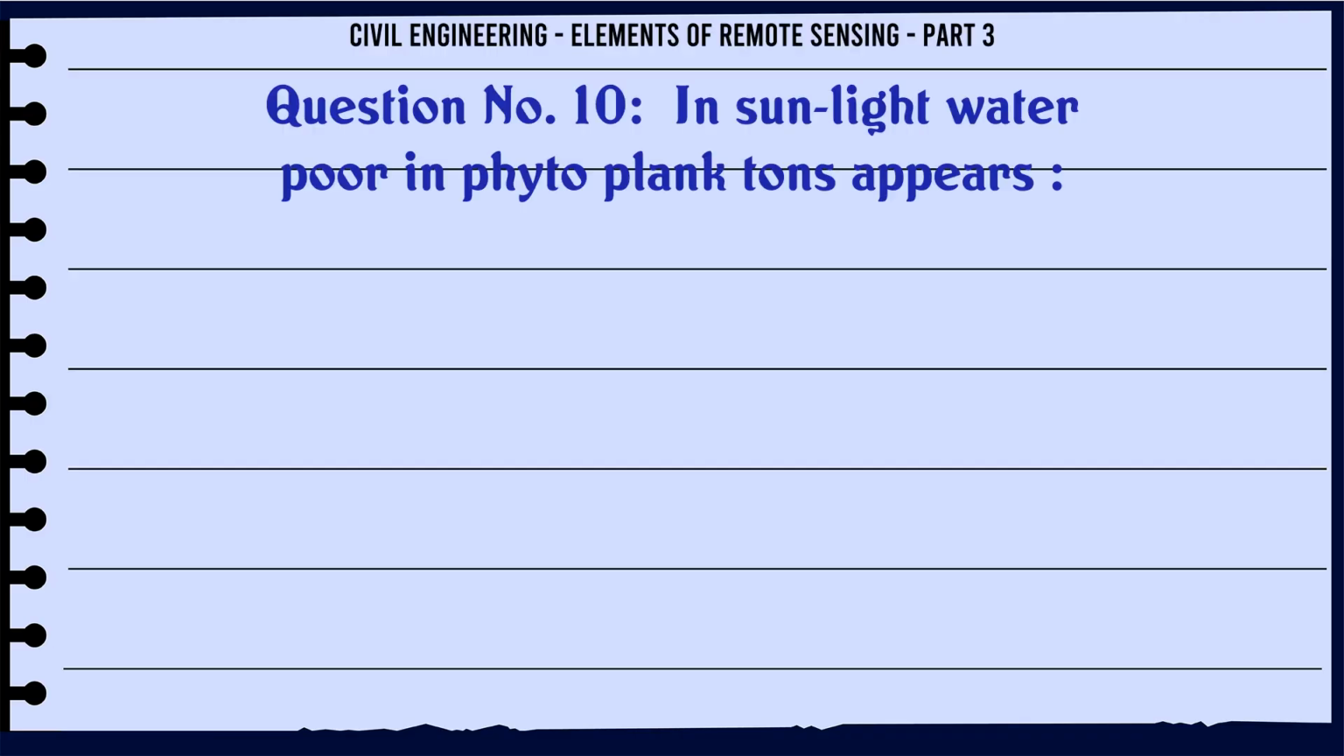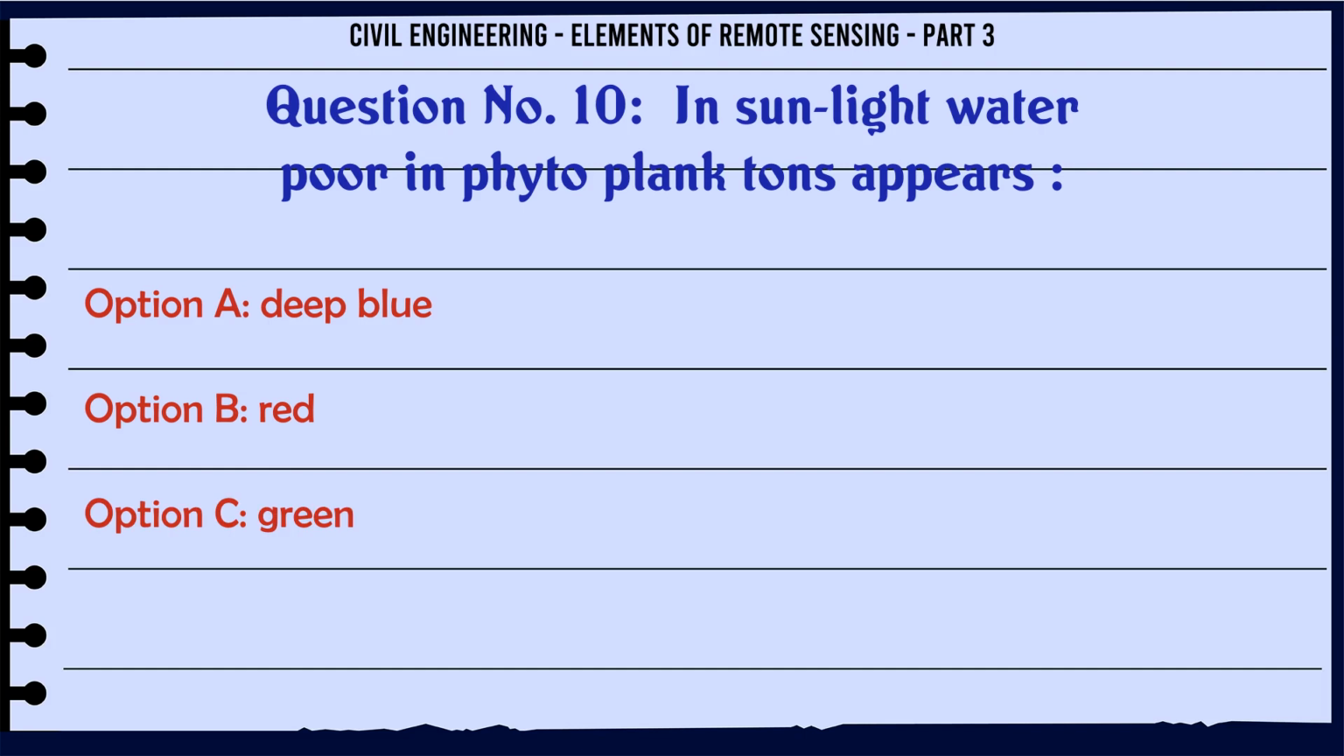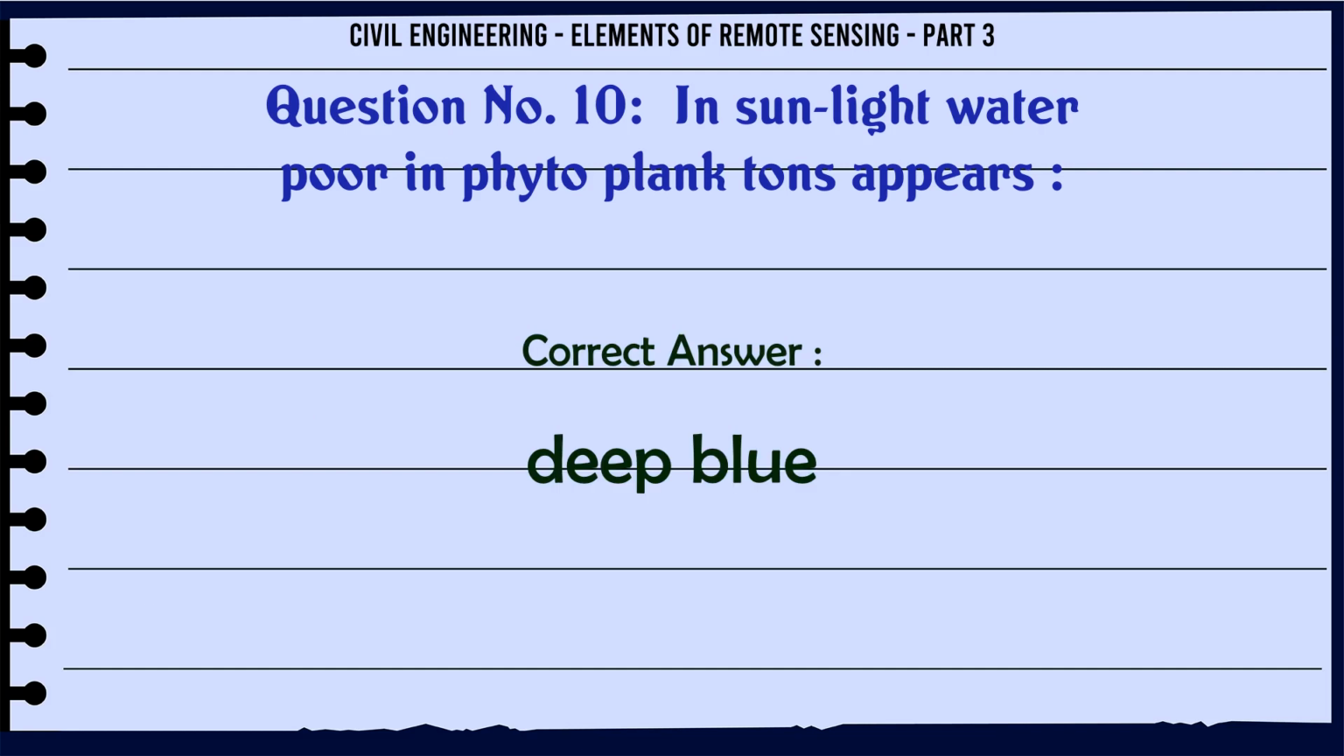In sunlight, water poor in phytoplanktons appears: A. deep blue, B. red, C. green, D. yellow. The correct answer is deep blue.